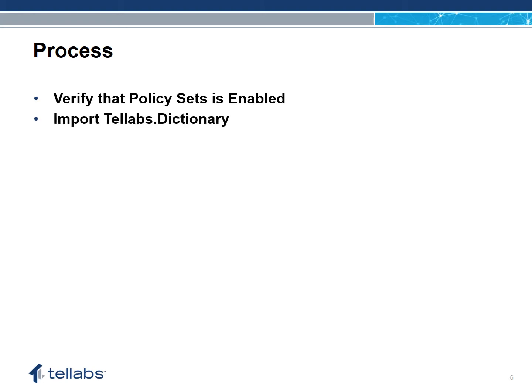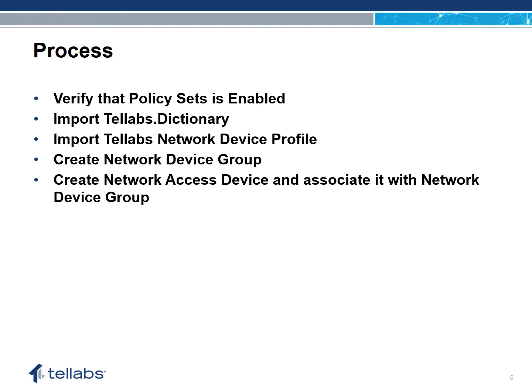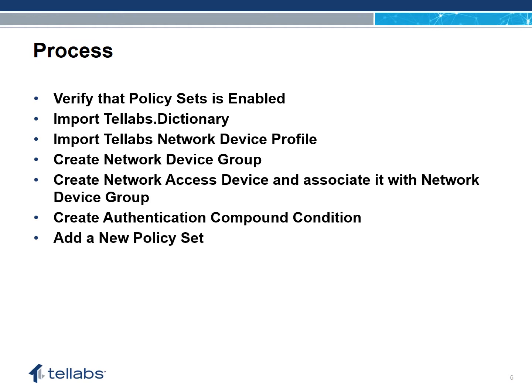To configure ISE for use with the Tellabs Optical LAN system, the following steps need to be followed. First, verify that the policy sets function is enabled. Then import the Tellabs Radius dictionary. Import the Tellabs network device profile. Create a network device group. Create a network access device and associate it with the network device group. Create an authentication compound condition. And then finally, add a new policy set.